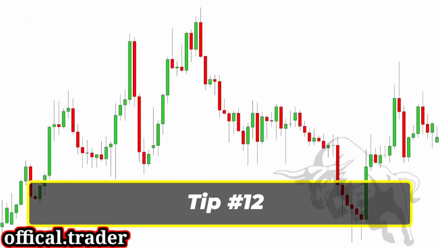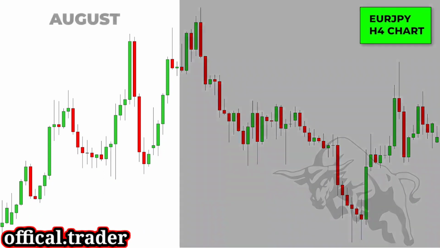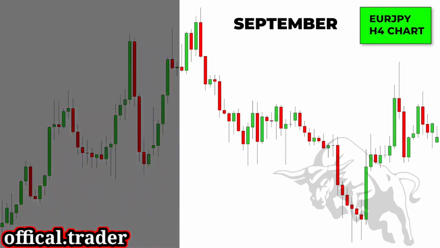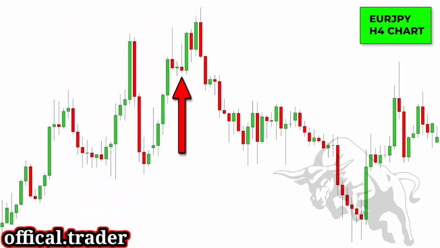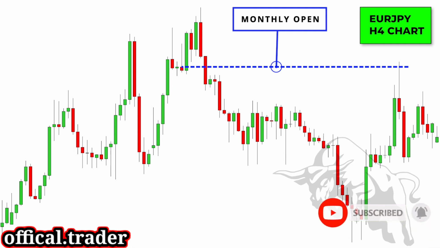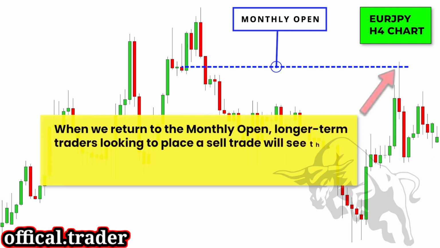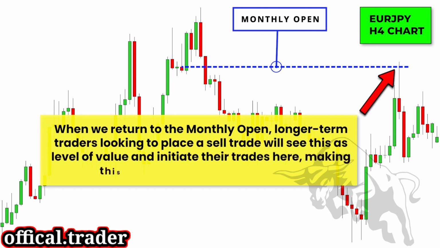Tip number 12 is to take note of the monthly open for the product you are trading. Longer-term traders will often use the monthly open as an area of value to help determine their trade locations. Here we have a 4-hour chart of the euro-yen. Here is the trading from August, and here is the trading from September. This is the first candle of the month, making this level here the monthly open. We briefly push above the monthly open and then have a sustained push to the downside for the rest of the week. When we return to the monthly open, longer-term traders looking to place a sell trade will see this as a level of value and initiate their trades here, making this an excellent level of resistance.